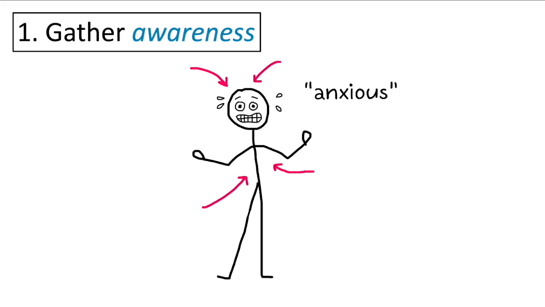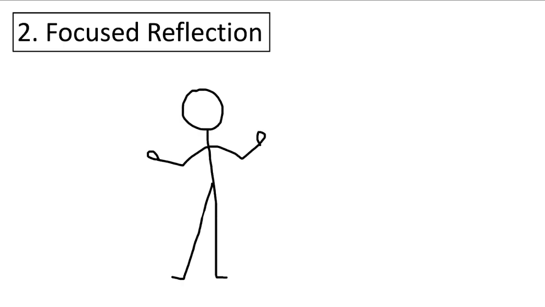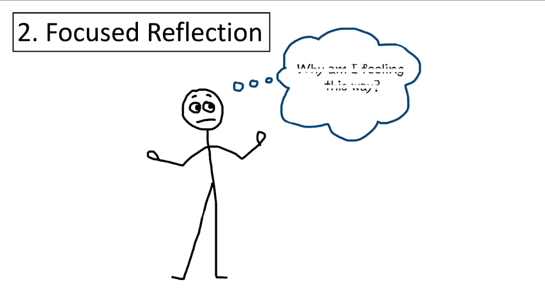Pay attention. Number two is focused reflection. Here you hone in on the thoughts and feelings that are happening in you, and ask questions such as, why am I feeling this way? You don't want to just avoid it or ignore it. You want to think about this question: why? What's going on? Why am I feeling upset? Why am I feeling paranoid? So this is actually deliberate, directed thinking.